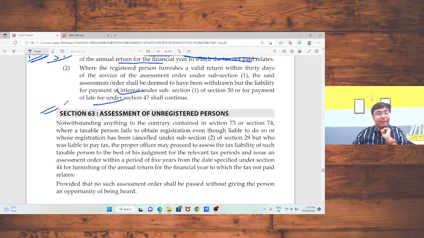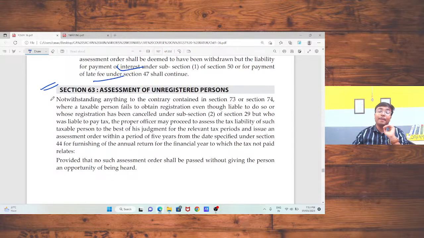Now, assessment of an unregistered person. If you are liable to pay tax to the government, or you are liable to take registration under GST but you had not taken that registration, in that case the departmental authority has the power. They can decide your liability on the basis of documents, on the basis of information available in the hands of the departmental authority. What is the timeline within which they can do your assessment of an unregistered person? The timeline is the same as per section 62, that is 5 years from the specified date for filing of your annual return.